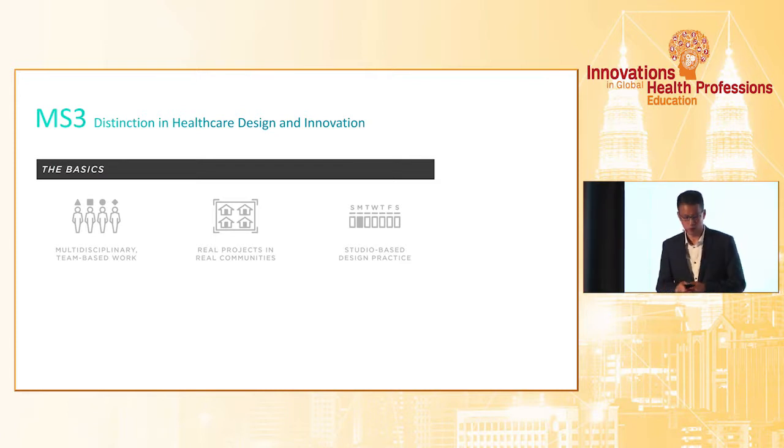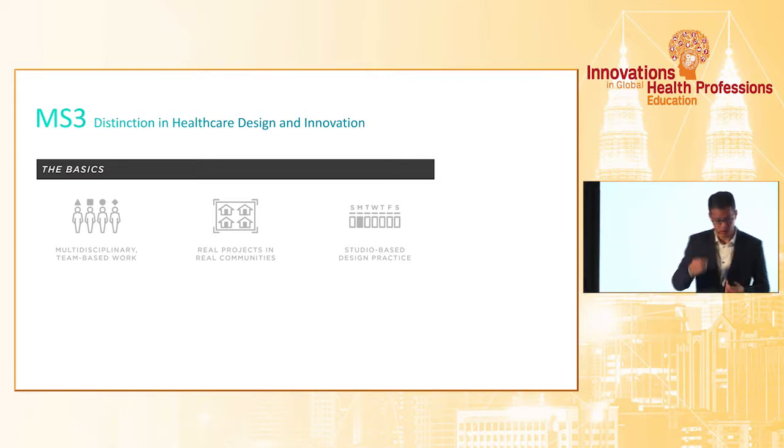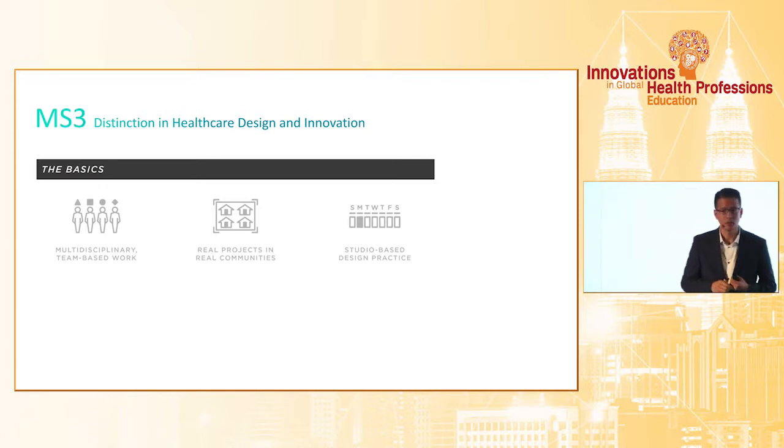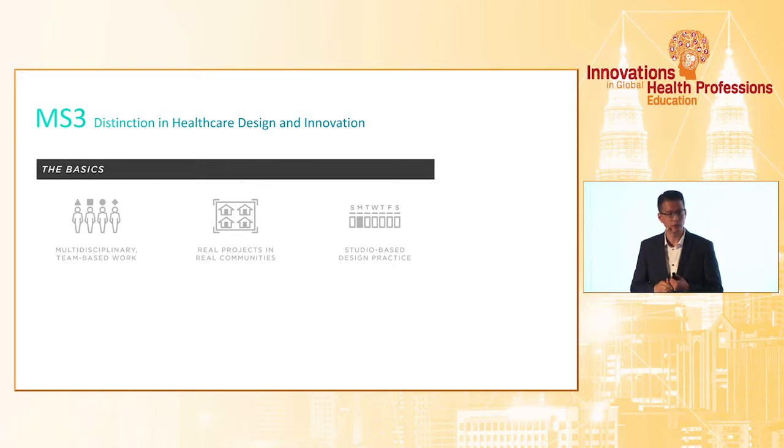One is what does design look like, and it includes multidisciplinary team-based work. They will do real projects in the community. If those projects are successful, they become part of the strategy of the medical school. And if you talk about flipped classrooms, that's actually a very, very flipped model where the students actually define some of the strategies of the medical school. And it's a very studio-based design practice. In the same way that you might learn architecture, we are teaching them design.